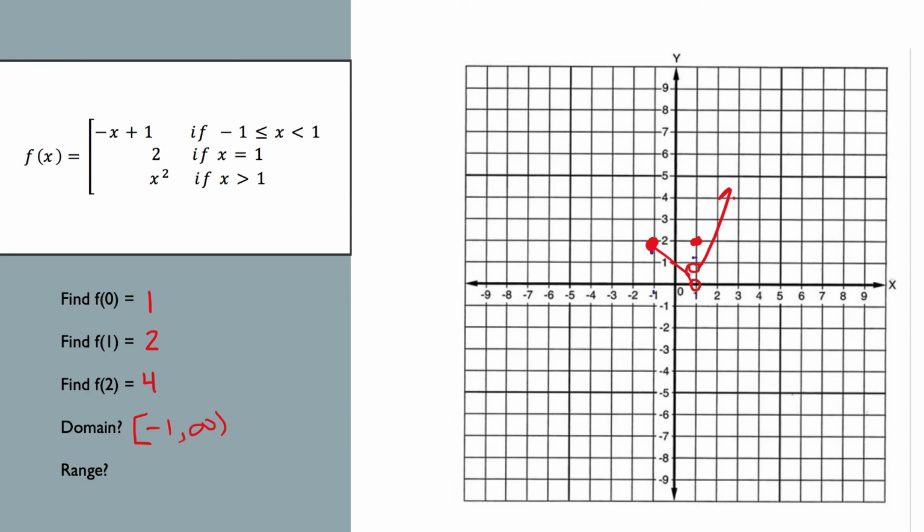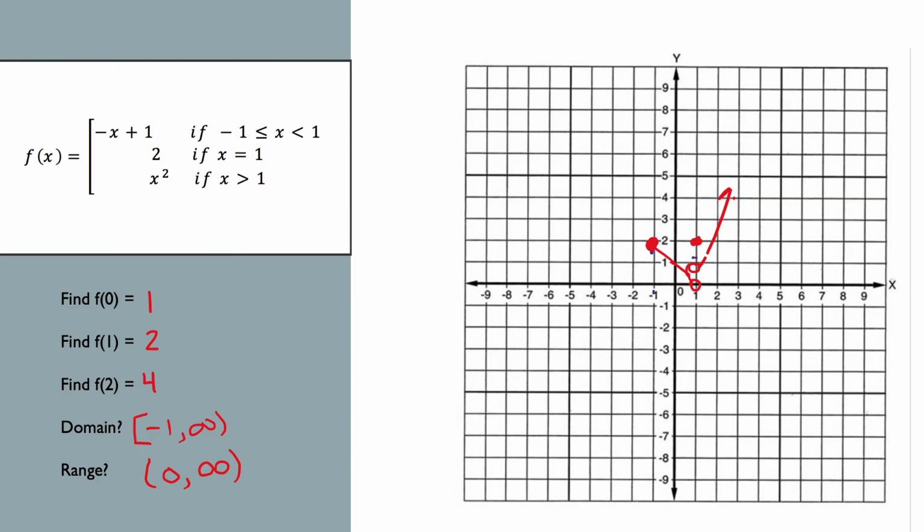And finally, the range. The range, we're going to go from the lowest point to the highest point on the graph. All right, we can see that the lowest point on the graph is at 0. 0 is not included because it has an open circle. All right, and I'm looking right here. That's the lowest point on the graph. And the highest point on the graph, again, goes to positive infinity.